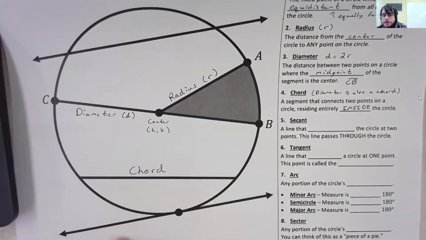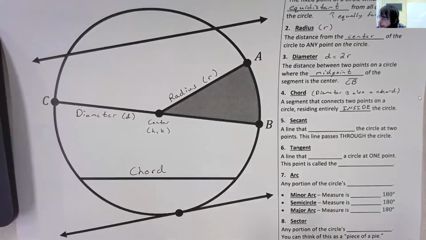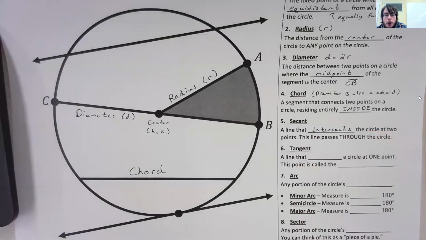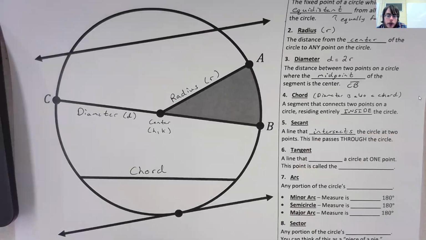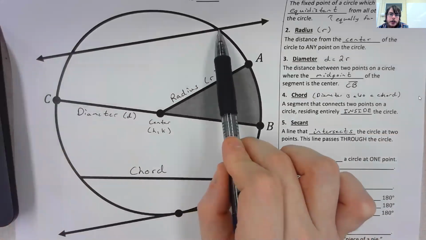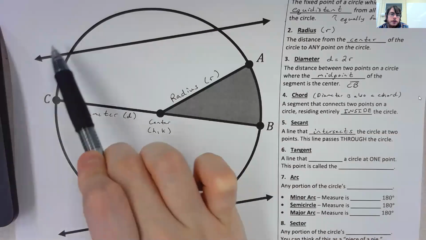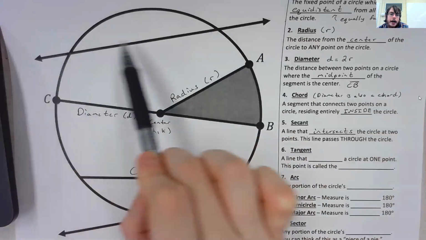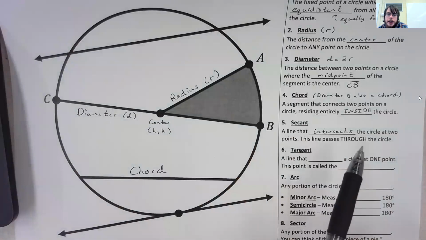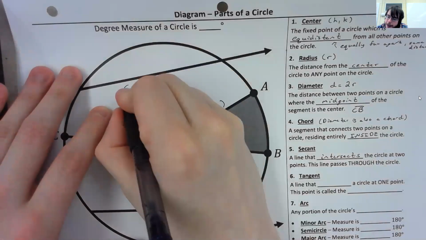Next up is the secant. And the secant is a line that intersects the circle at 2 points. Now, what's the difference between a secant and a chord? Because both of them will connect 2 points. Well, the secant passes through the circle. That means that it goes on infinitely. So for instance, here you can see there's a line that intersects at 2 points on the circle, but it continues onwards outside of the circle. So this line passes through the circle, connecting 2 points on the circle. So this would be a secant. So we're going to label that as a secant.